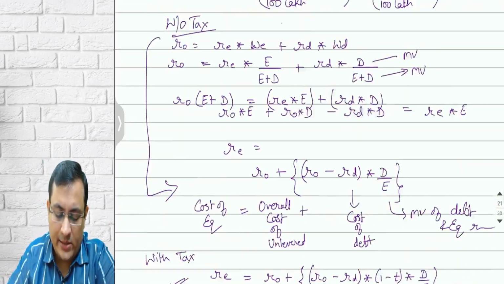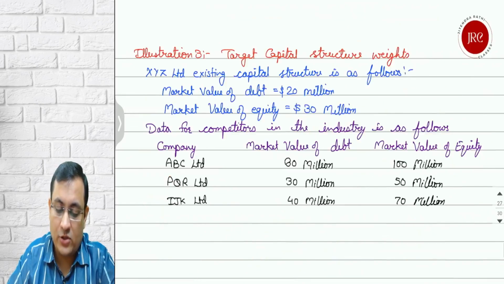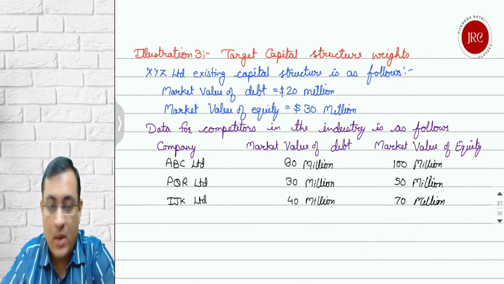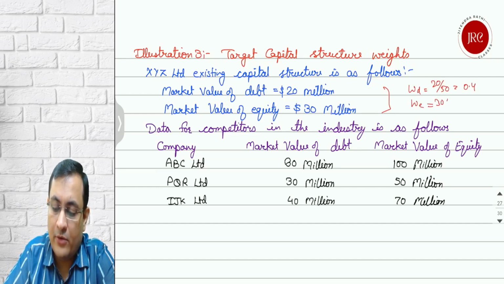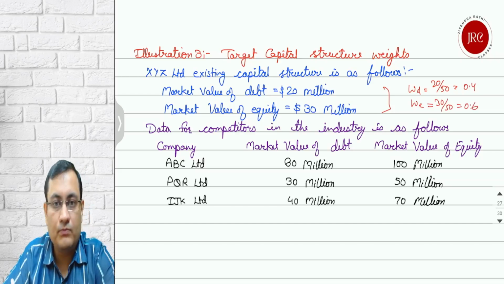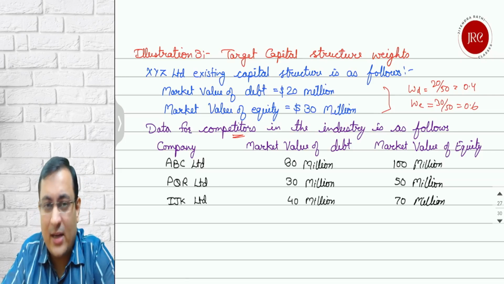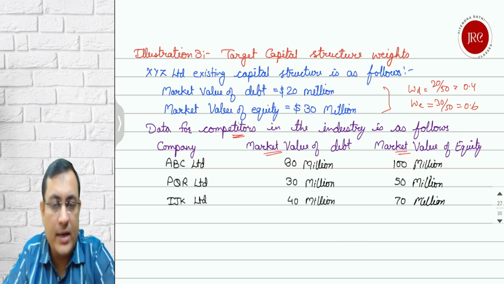At last, the last illustration: calculation of target capital structure, target weights. The company has an existing capital structure where the market value of debt is 20 million and the market value of equity is 30 million. If you use market value, the weight of debt is 20 over 50, that is 0.4, and the weight of equity is 30 over 50, that is 0.6. The data of competitors, which we can use to find out the target capital structure of management in the industry, is as follows. The market values are as follows.